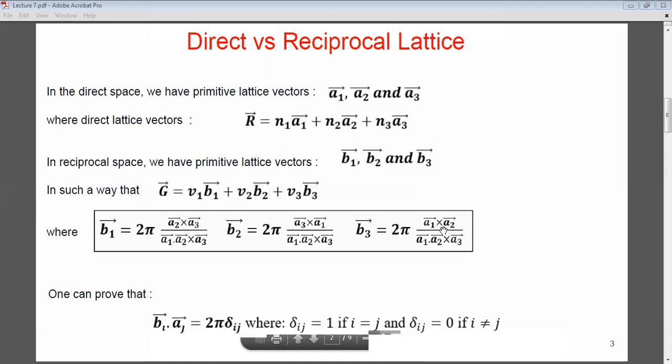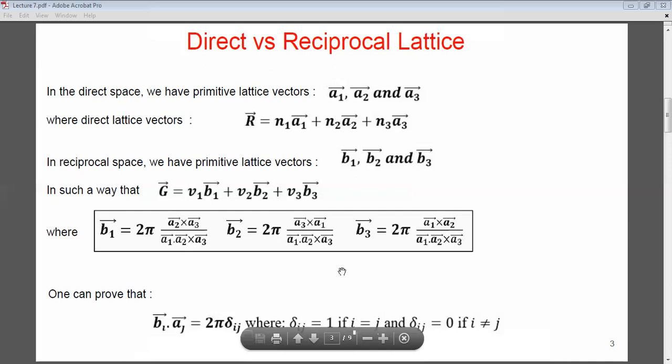So all you have to remember from all this is that for every direct lattice, there is a reciprocal lattice where for every A1, A2, and A3 primitive lattice vectors, there are B1, B2, B3 that I can derive from A1, A2, A3, and we will see that in a moment. So we will be doing exercises where you will see how, if I have A1, A2, A3, I can derive B1, B2, and B3.